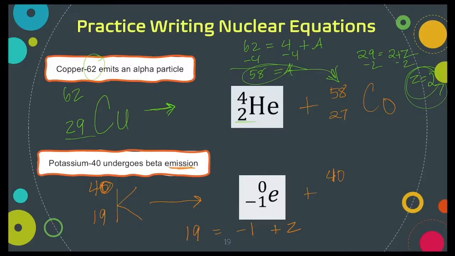Okay, so solve for Z. Add 1 to both sides to solve for Z. Z is 20. So you would look up the element that has atomic number 20 on the periodic table. And hopefully you're identifying that as calcium. So that's our second nuclear reaction.